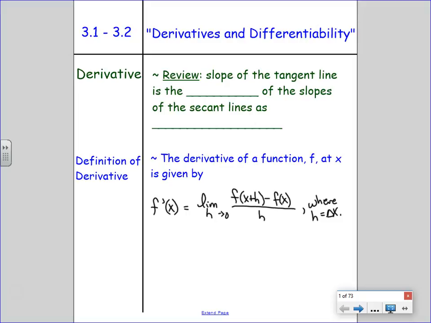We're in chapter 3. Long story short, 3.1 is derivatives, the introduction, like tangent lines, as you could tell. And then section 3.2 is going to be differentiability. I literally have 3 slides, so we're going to go fast. It's basically just writing down the highlights.